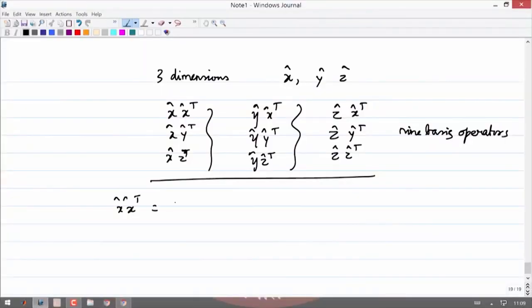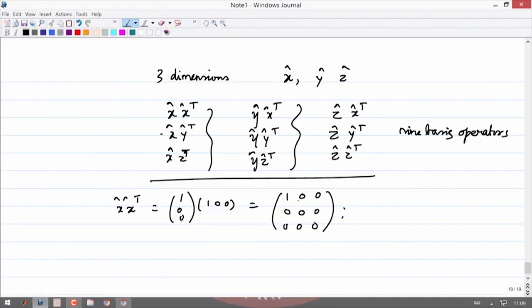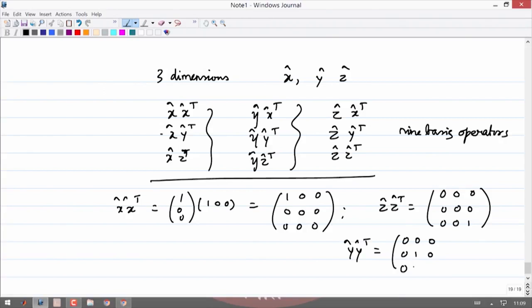xx of t, you know, is (1, 0, 0) multiplying (1, 0, 0), and that will be the 3 by 3 matrix given here. And now you can see that all the other things are similarly 3 by 3 matrices with 1 in only one place out of the 9 and the rest of it being 0. So, zz of t for example is 0, 0, 0, 0, 0, 0, 0, 0, 1 and yy of t is 0, 0, 0, 0, 1, 0, 0, 0, 0.